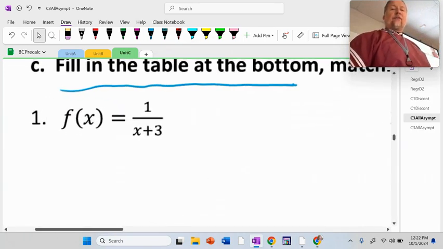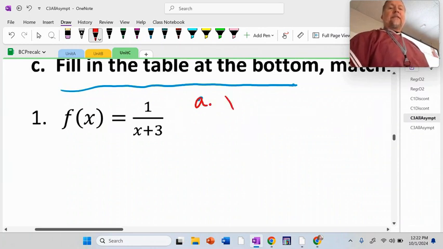So letter A is vertical asymptote. Come on, from yesterday, what's the vertical asymptote? X equals what? -3.